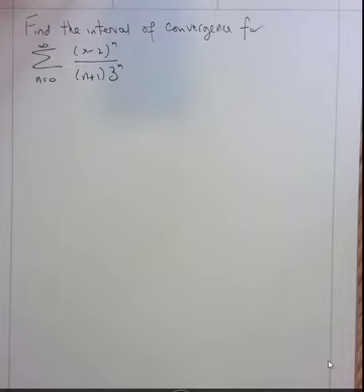Here's an example of how to use the ratio test to find the interval of convergence for a power series. That looks kind of nasty, but things can often clean up pretty nicely when you're using the ratio test. So remember how the ratio test works.